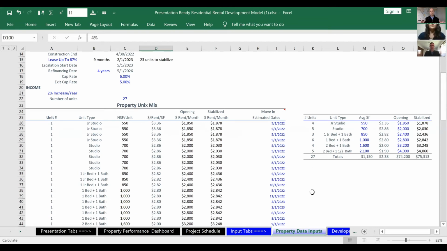Or phase it out by the building. Let's say you have a multi-building site, maybe 50 buildings with 20 units in each building. You could phase it out if you're going to build them out and lease them up as they finish along. Absolutely. Awesome.